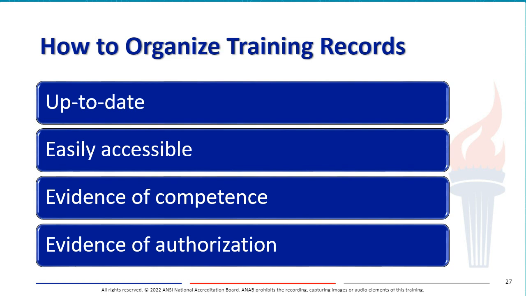Training records must be kept up to date and easily accessible. It is important to know where the training records are so they can be reviewed or viewed whenever needed. The records need to have evidence of competence and, where applicable, evidence of authorization. Again, using a document management system can assist in organizing the training records.